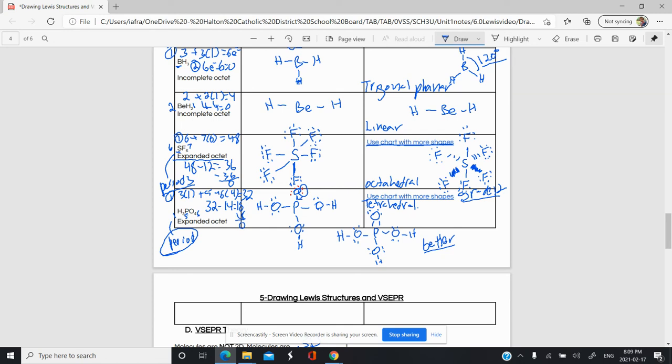But the idea is that you'd have, for example, P over here, double bond O in the plane here. Then you have your OH in the plane there as well. You'd have your other OH coming out of the page here. And then you'd have your other OH going into the page there with your lone pairs, of course. And that would be your molecule of H3PO4 in its VSEPR shape, which is tetrahedral.